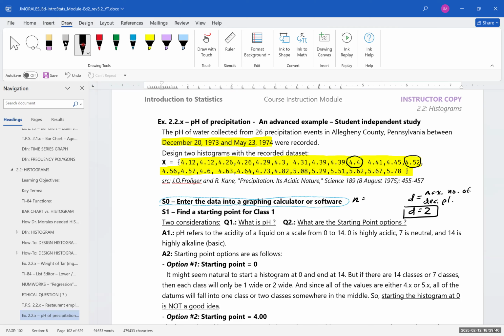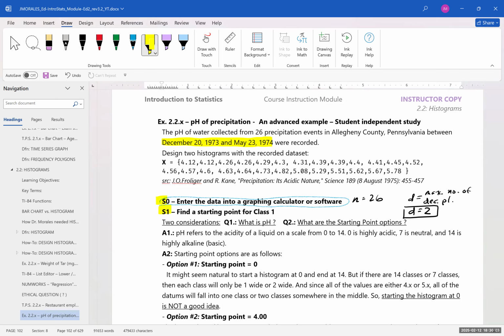Right away, this would be a complication and may stop a student from trying to make a histogram right off the bat, just that difficulty. Now the sample size, we could just count each of these, but we're told here that we're dealing with 26 of them. All right, so that would be step zero.